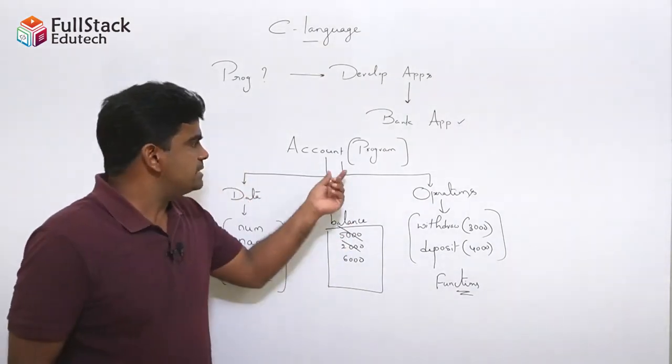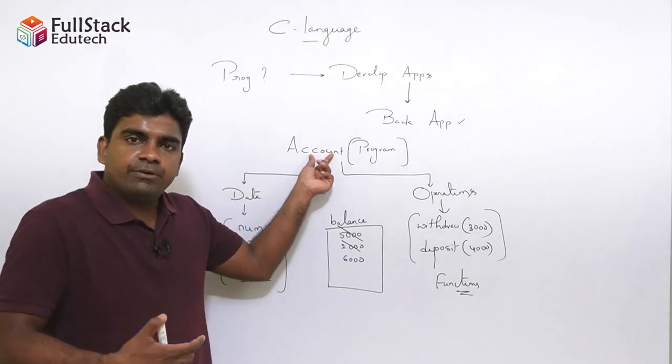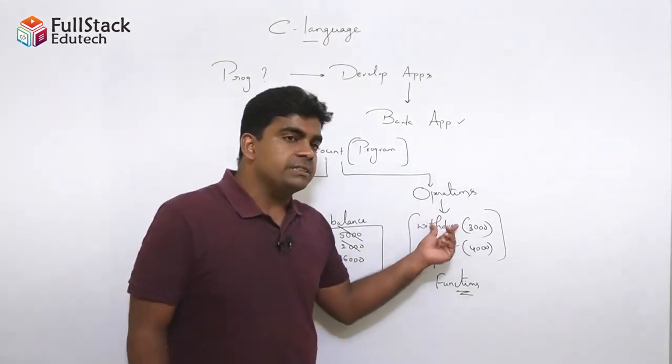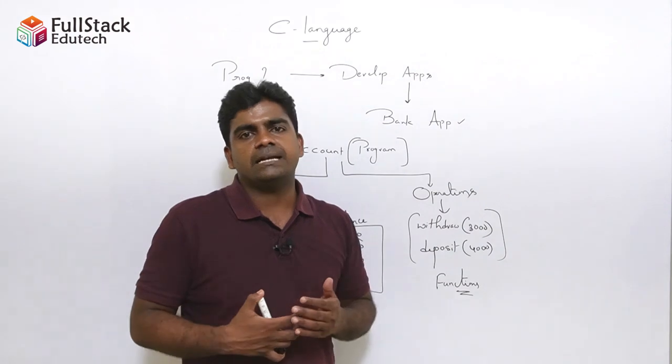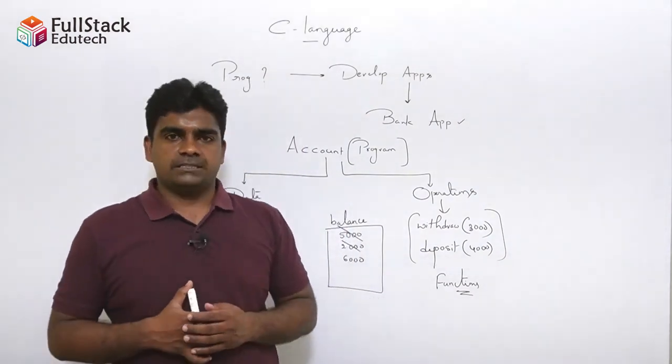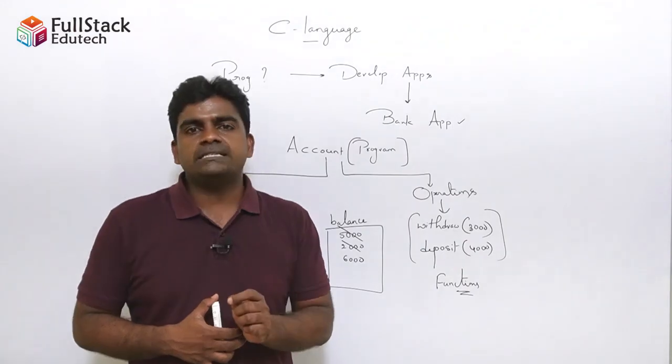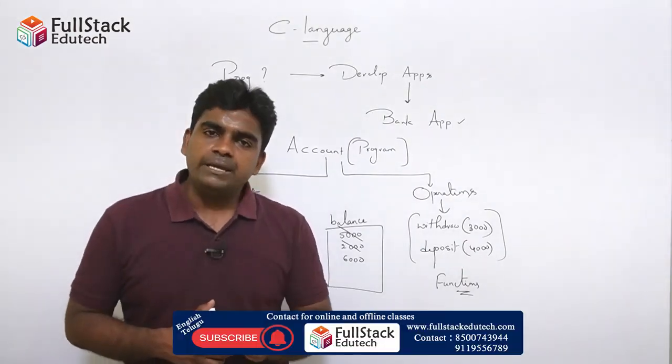The best example is an account. That information is account details. Operations mean what? Withdraw, deposit, all these come under account operations. This is a simple introduction of not only the C programming language, but of any programming language.